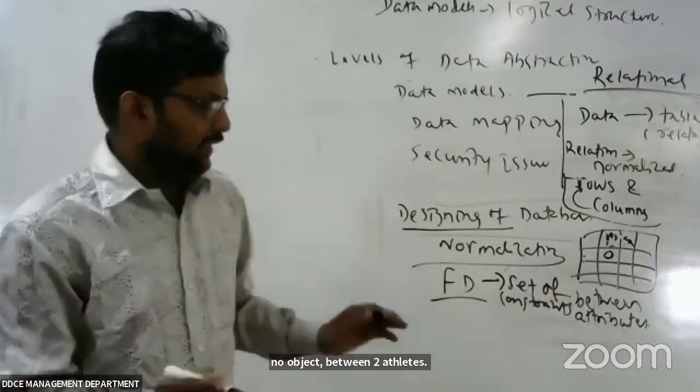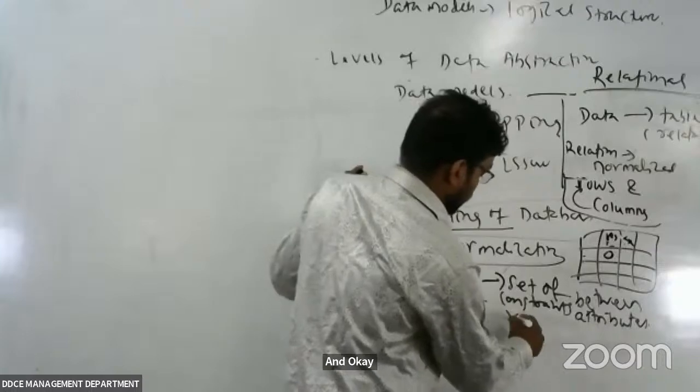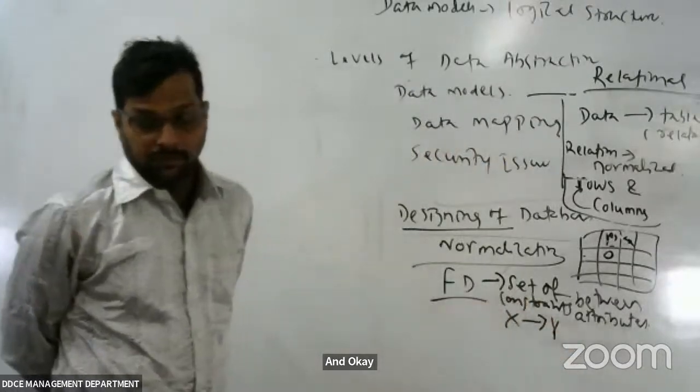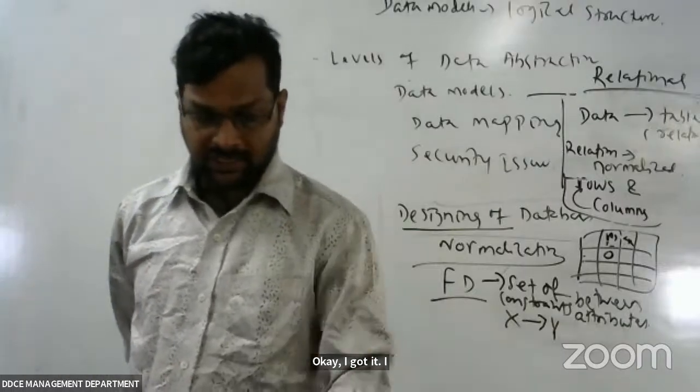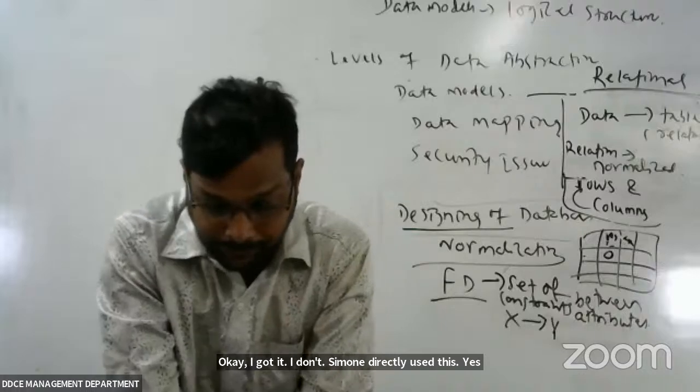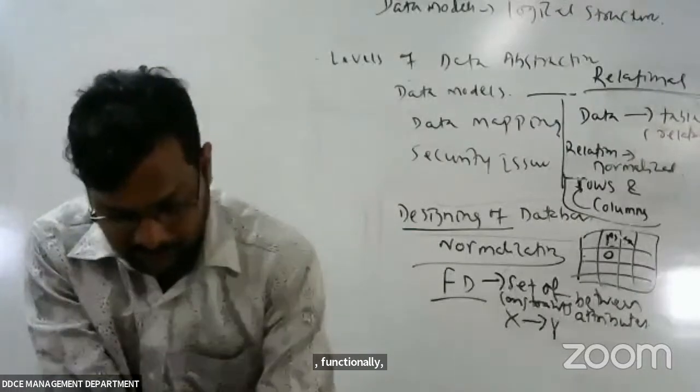A functional dependency is represented by an arrow symbol. X and Y are the attributes. The arrow symbol is used directly: X functionally determines Y. So that is one case.